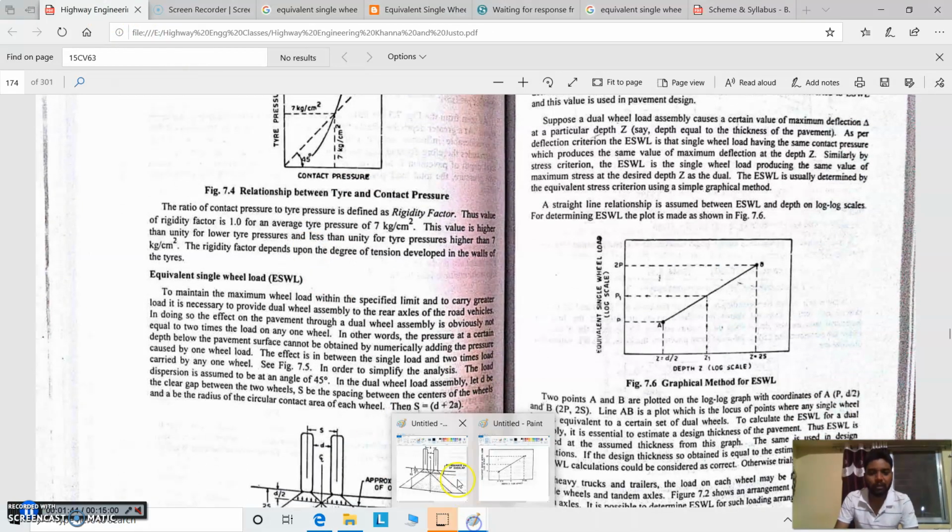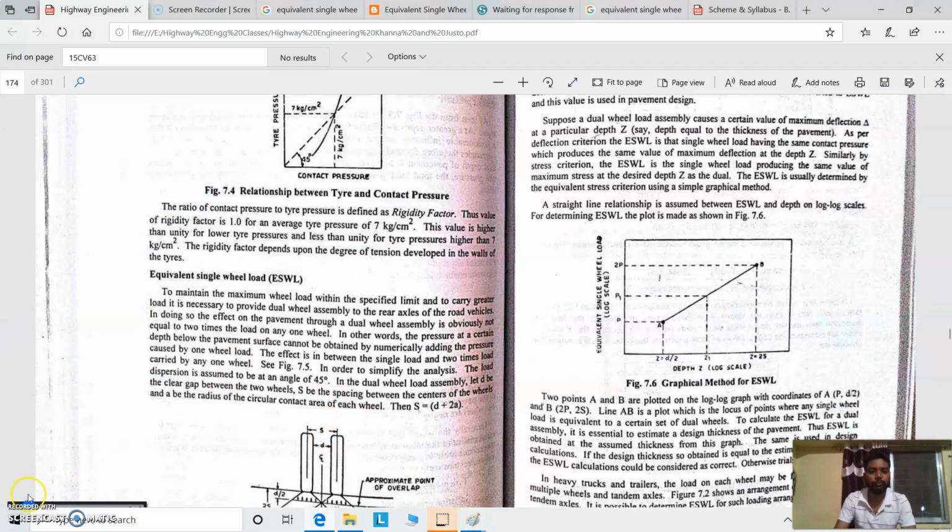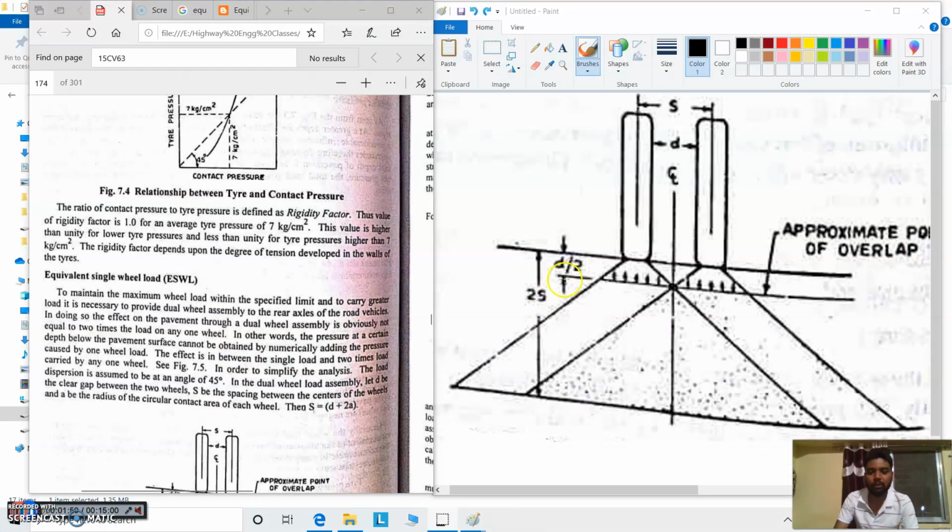So here, in this equivalent single wheel load, we will have a wheel assembly. That wheel assembly is related to our heavy loaded vehicles, that is, your lorries and buses, right? In pavement design we are going to consider a particular wheel load on the pavement, how much that wheel load is acting on the pavement individually, and how much deflection that wheel load may cause on the pavement. And our pavement design should be capable of bearing the load which comes from that particular load.